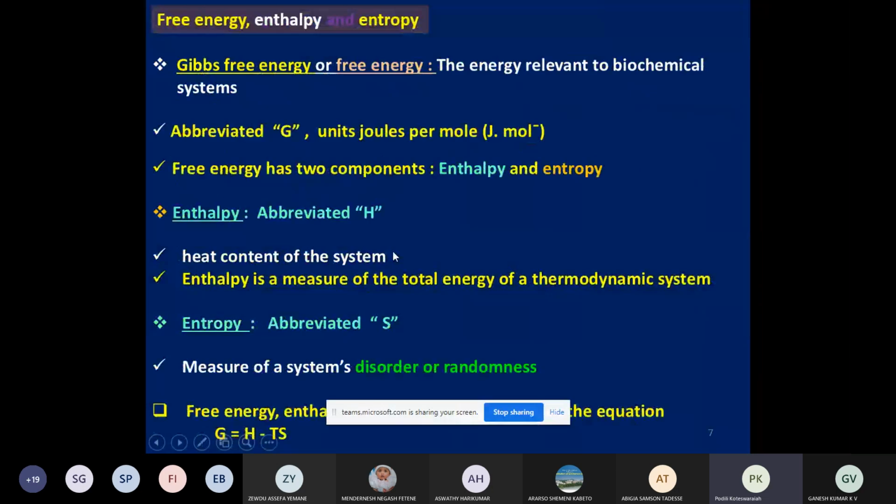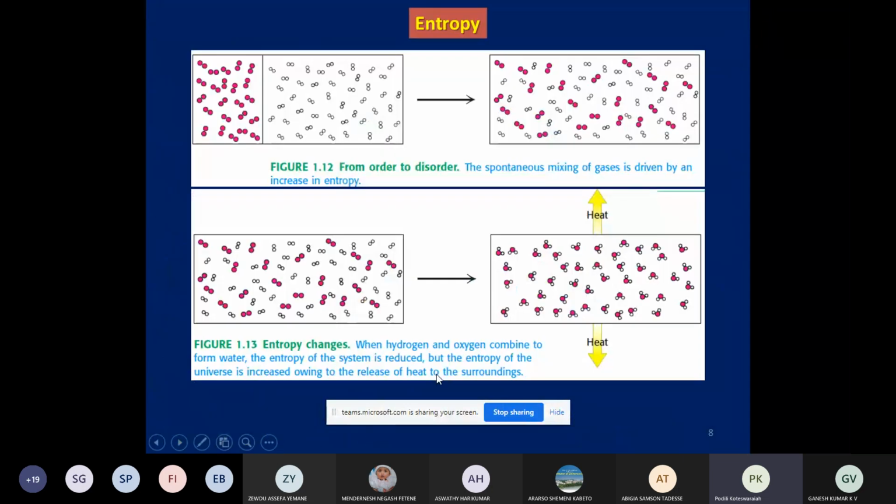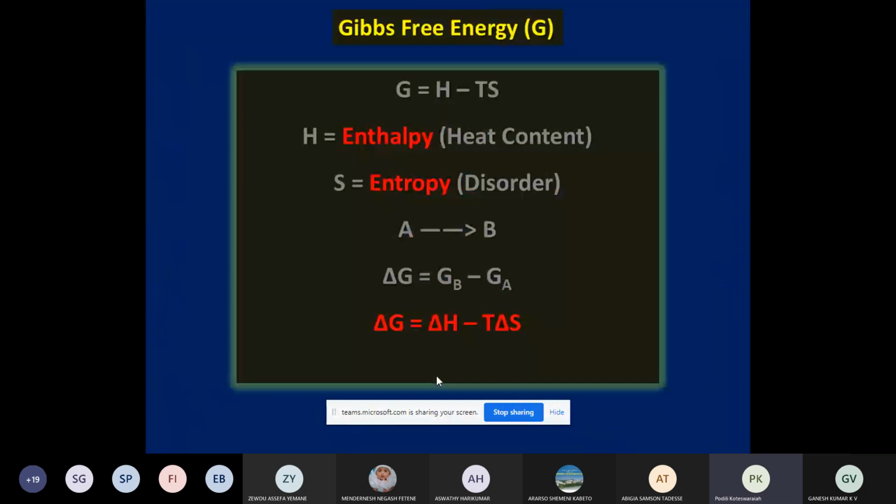Then we discussed free energy and enthalpy, that is the heat content of the system, and entropy, that is the randomness of the system. Then we discussed the relationship between enthalpy, entropy, and free energy, that is G is equal to H minus TS. Therefore, delta G is equal to delta H minus T delta S.